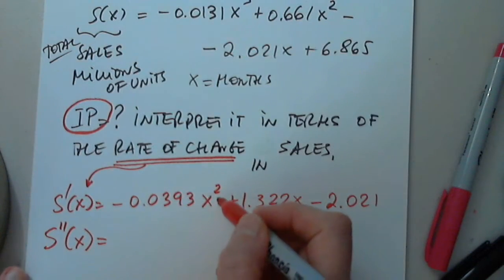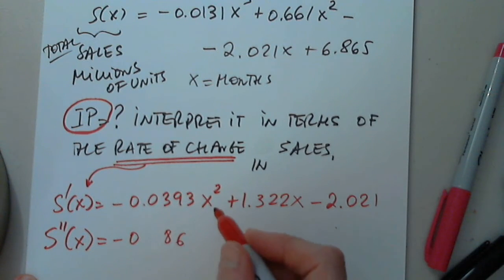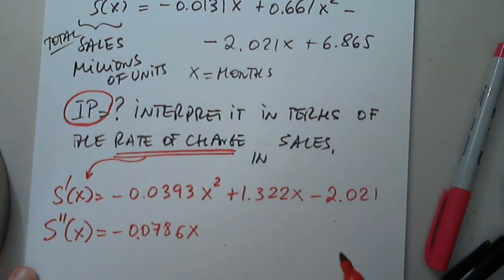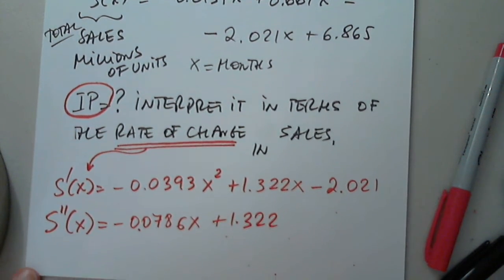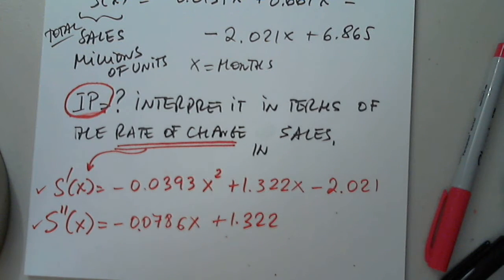Okay, then I bring down 2, negative point, so this is 6, 8 and 1, 6, 7, 0. Correct my numbers anytime, please. Plus 1.322. Okay, so I have the first derivative, I have the second derivative. I'm asked to find the inflection point. What do I do next?